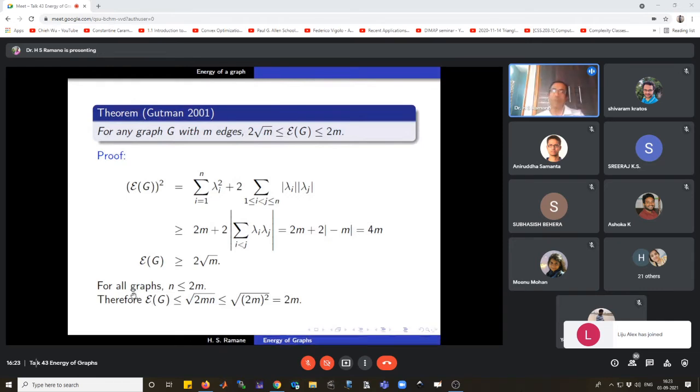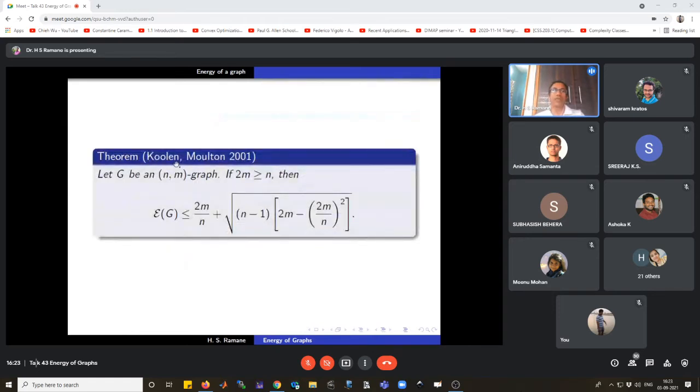And to get the upper bound, for all graphs n is less than or equal to 2m. So the energy of G is less than or equal to square root of 2mn, which is given by McClelland. Then n is less than or equal to 2m. So putting that, you get the energy of G is less than or equal to 2m. So this bound of energy is in terms of the number of edges.